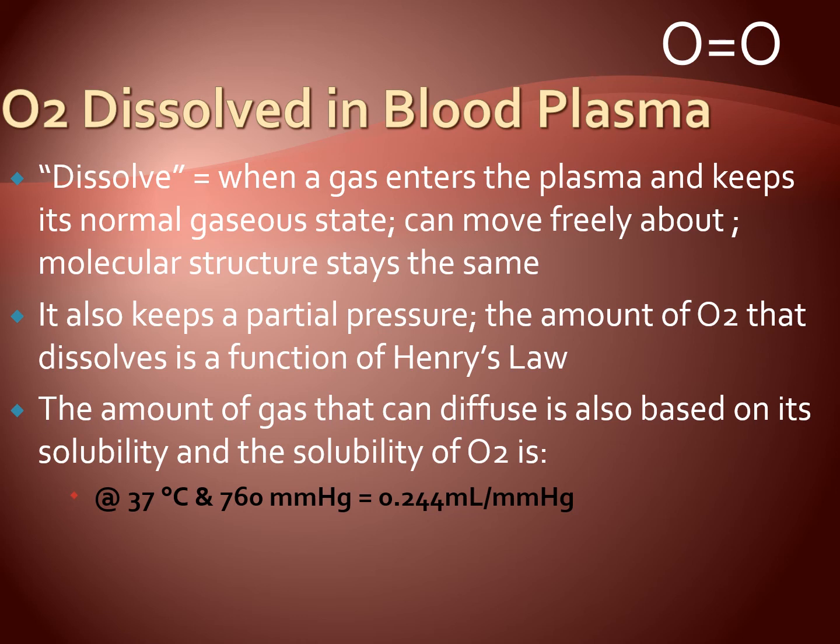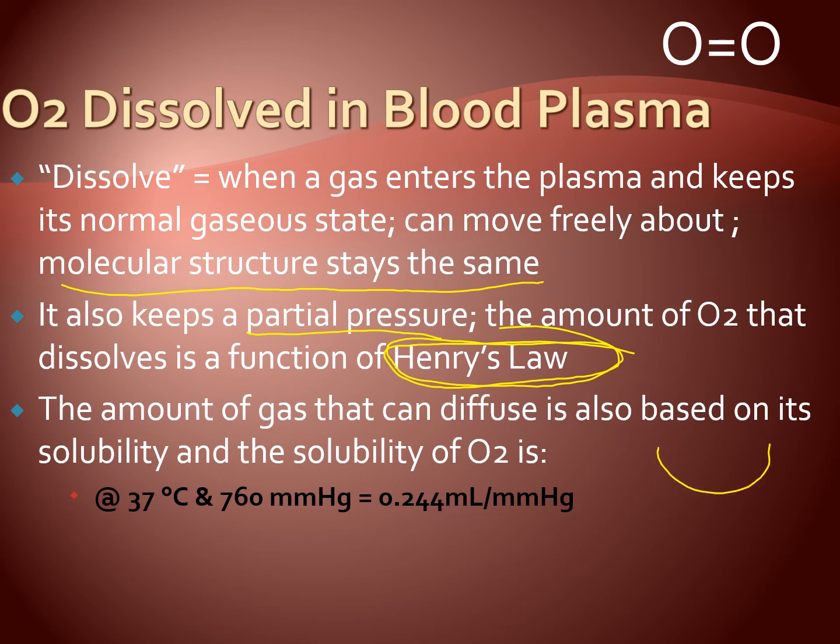So, dissolve. When a gas enters the plasma and keeps its normal gaseous state, in other words, it doesn't combine to anything, it can freely move about and its molecular structure stays the same, and therefore it exerts a pressure, right? So it keeps that pressure, right? And the amount of oxygen that will dissolve is a function of, oh, and I've already mentioned it a couple times, Henry's law. So when we're looking at that, Henry's law is what's going to determine the amount of oxygen that's dissolved in the plasma.